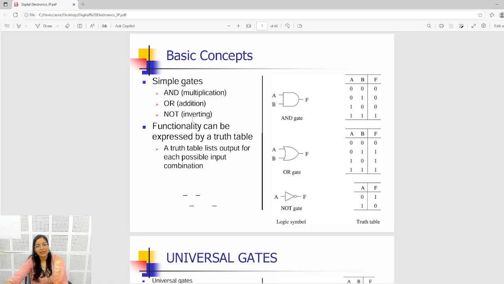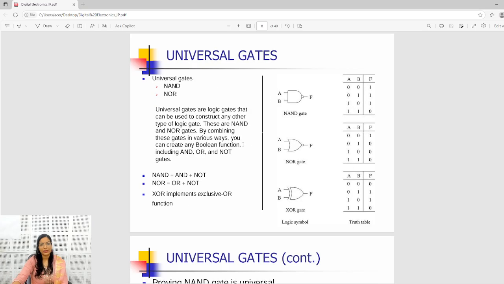Then the third gate is the NOT gate, which is also known as the inverting gate. Any input that is given to a NOT gate, the output will be inverted. For example, if we give input as 0, we get output as 1, and vice versa. If we give input as 1, we get output as 0. These functionalities of the gates can be tested and expressed by a truth table, wherein a truth table lists output for each possible input combination, as we just saw in all the three truth tables.